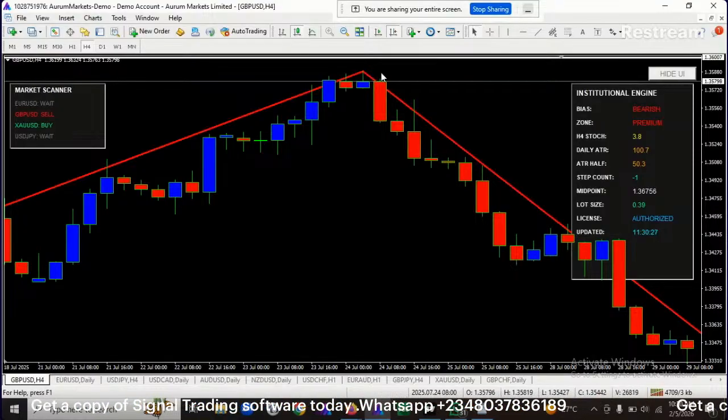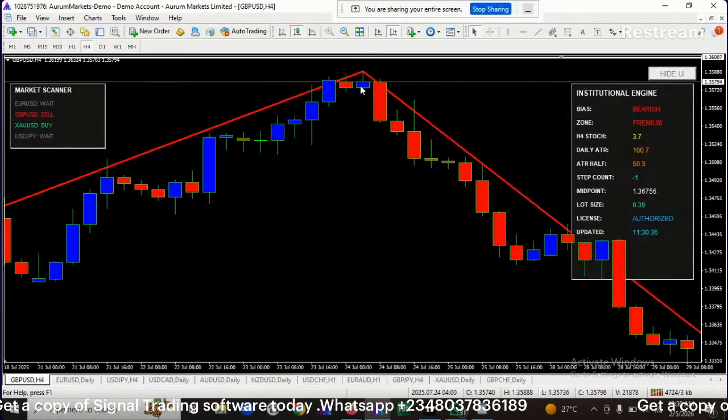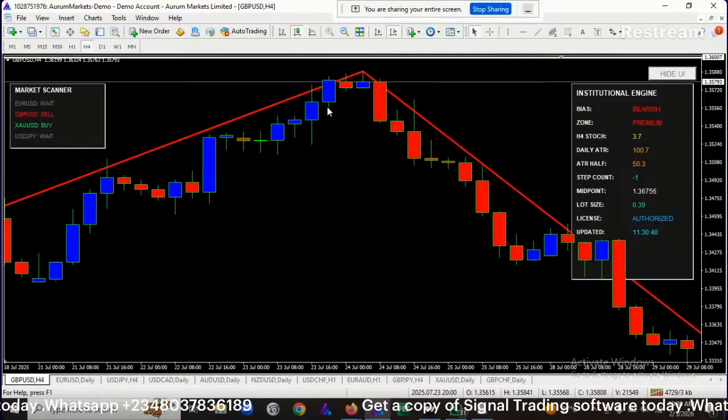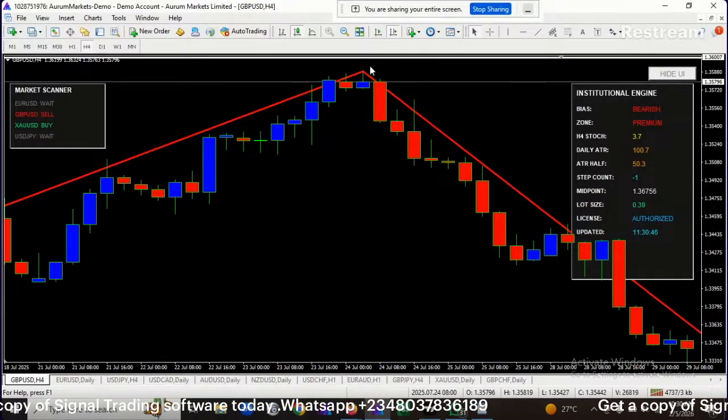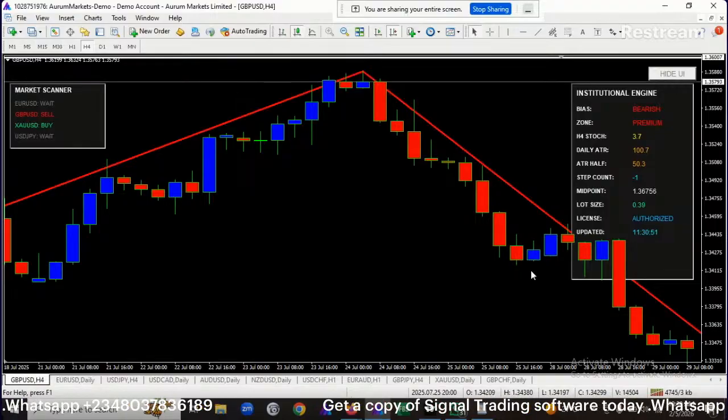This is also engulfing. Can you see this? This is a bearish engulfing. You can see this bearish candle engulfed this bullish candle. Not only did it engulf just this candle, it engulfed this also. It closed below the low of this candle. This is a strong engulfing pattern. You start selling.